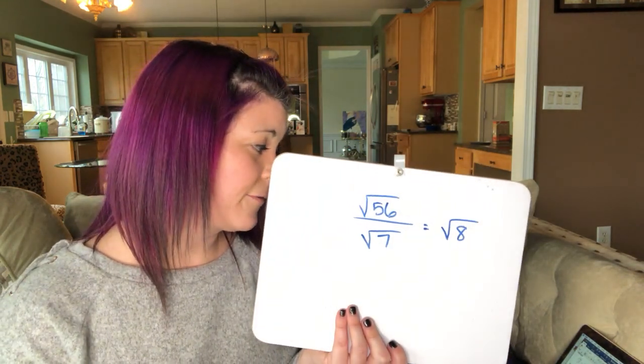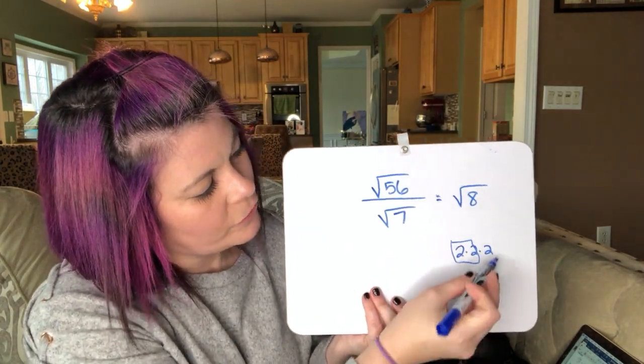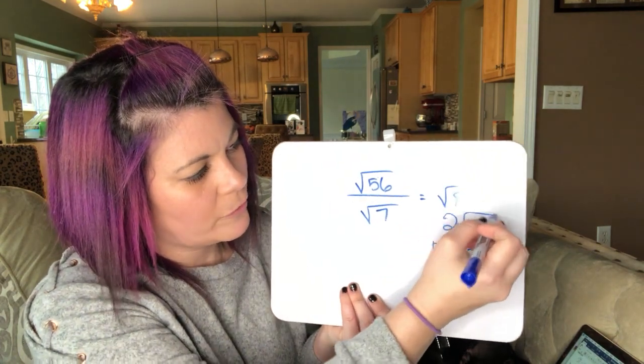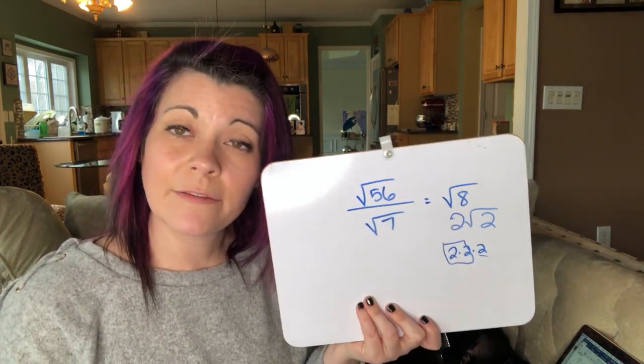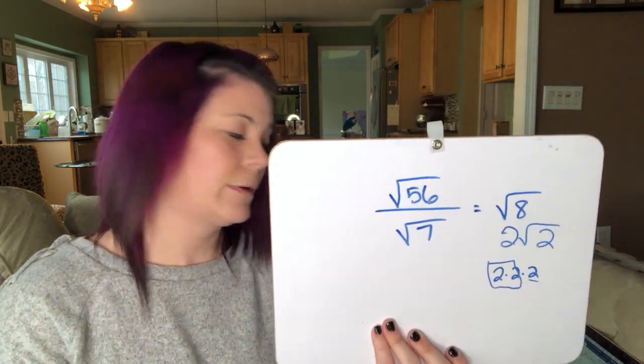But you can actually simplify square root of 8, okay? So 8 is 2 times 2 times 2 in prime factorization. I can take out a pair of 2's with a 2 left under. So this would become 2 square root of 2. If you don't know how to simplify radicals, make sure you go and watch that video, okay? 2 square root of 2.